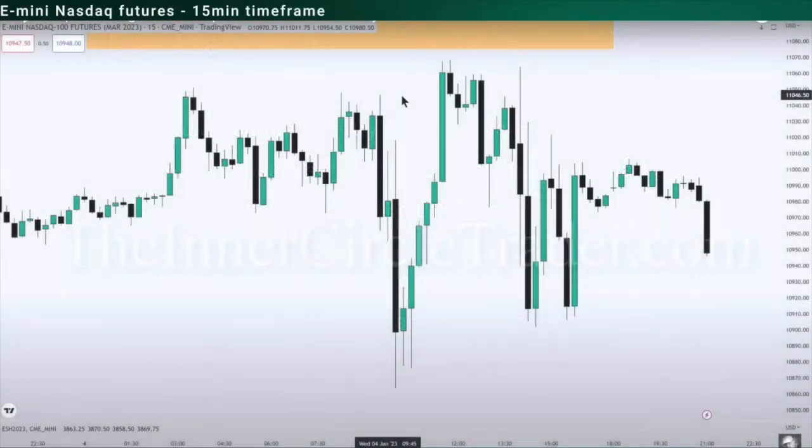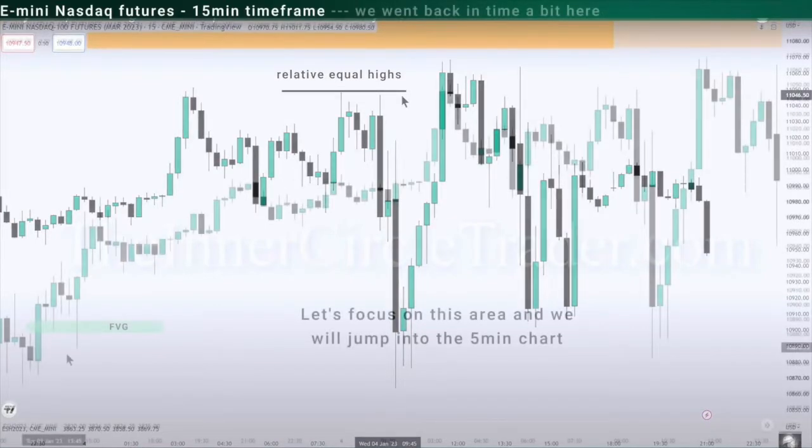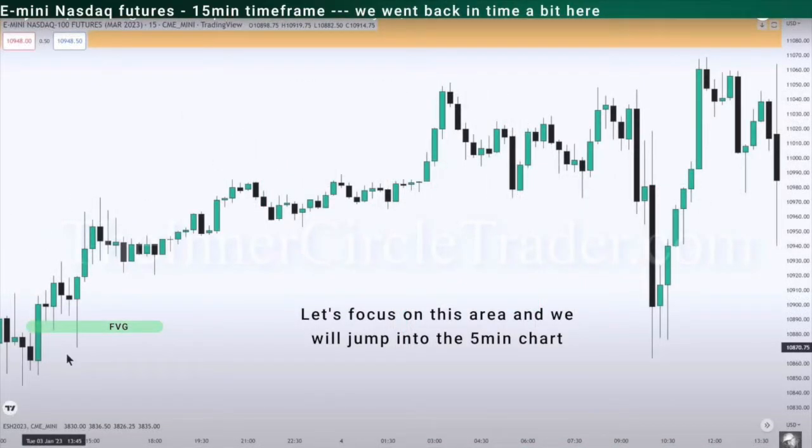Let's go back to our E-mini Nasdaq futures on the 15 minute time frame. What can we observe here? The first thing that we can see here are the relative equal highs. Now, if we scroll back a little bit in time, we're going to be focusing on this area, and we will jump back into the 5 minute chart so that we can observe it more precisely.